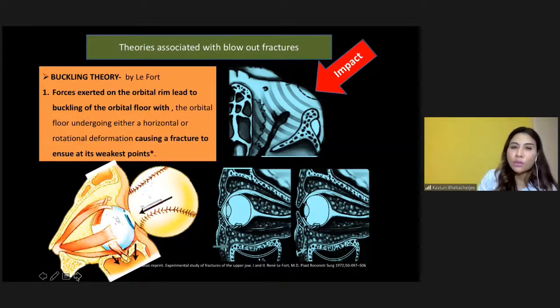So what are the theories? One is the buckling theory. Everyone knows what happens when there is an impact on the orbital rim. The floor undergoes some horizontal and rotational deformation. So it will lead to a fracture at the weakest point, and the impact is maximum when it comes at an angle of 30 degrees. So anything which hits the orbital margin at an angle of 30 degrees has maximum effect, which leads to the fracture at the weakest point.